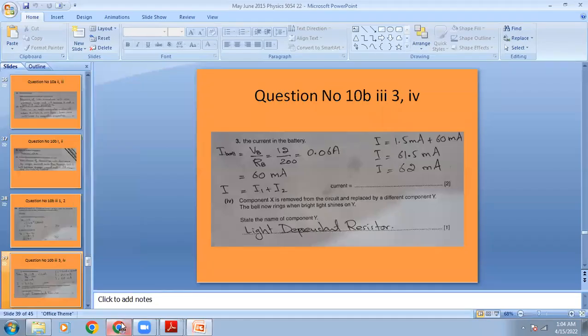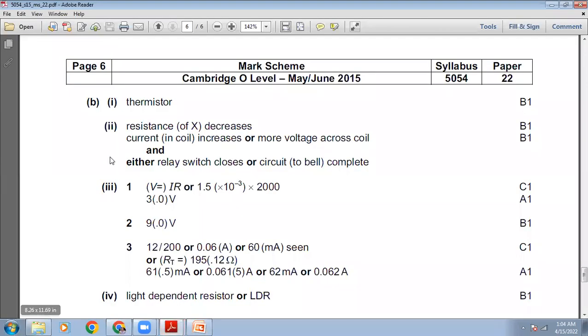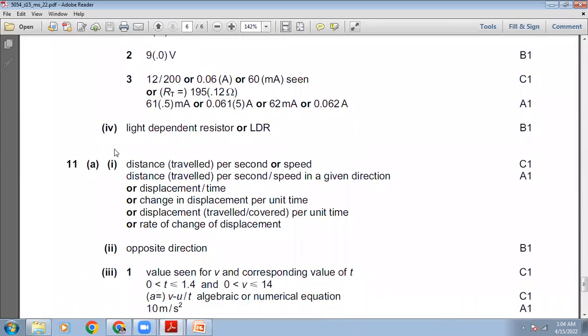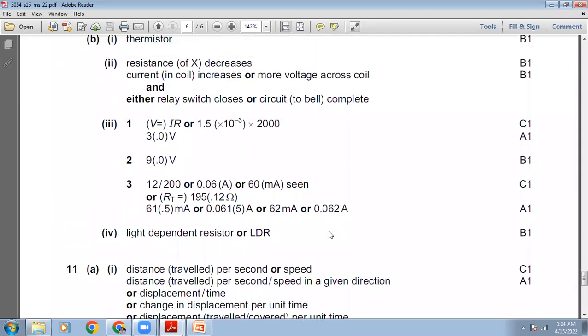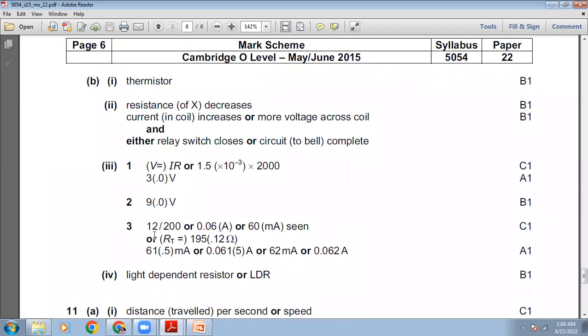62 milliampere. So let's have a look at the marking scheme. So our answer is right, sir. You can see this answer here.